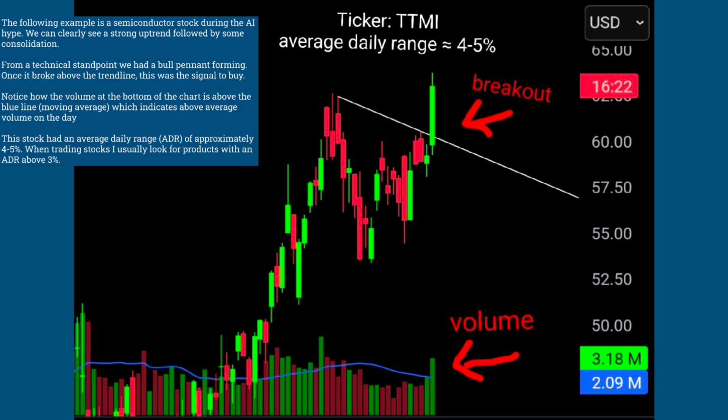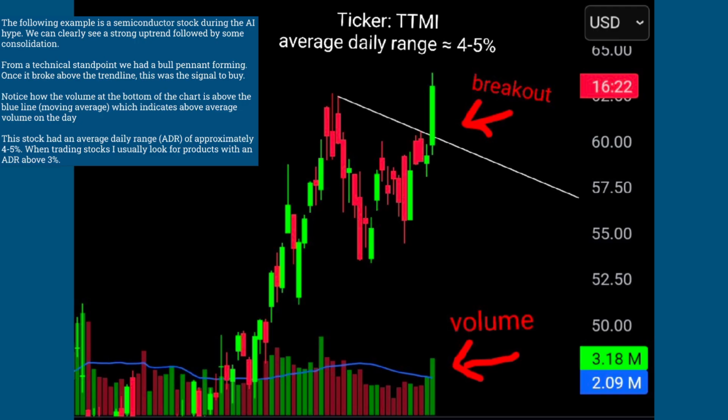This stock has an average daily range of about 4 to 5%. When I'm trading stocks, I'm looking for products with an average daily range above 3%. If it's less than that, I'm not touching it because it's not ideal. There are so many stocks and products to choose from. Why take a trade if it's not ideal?